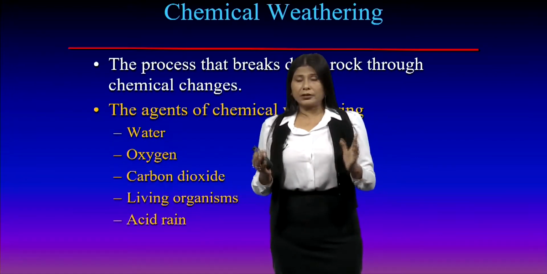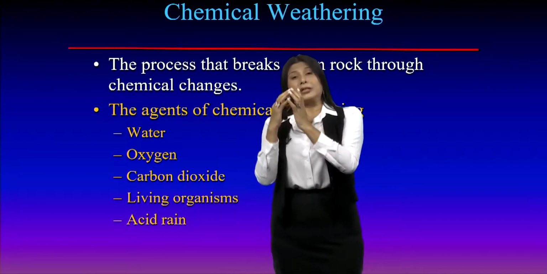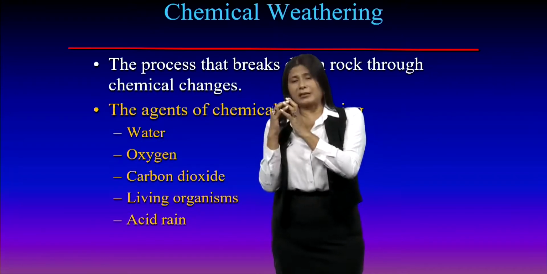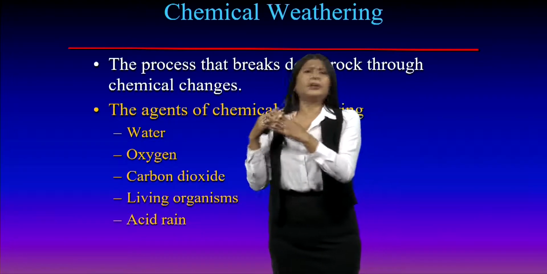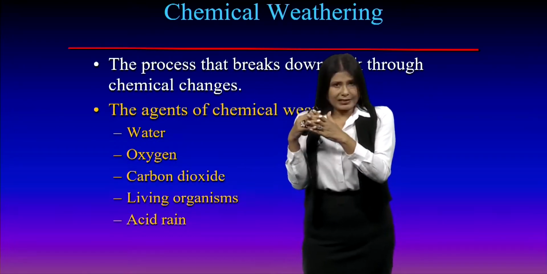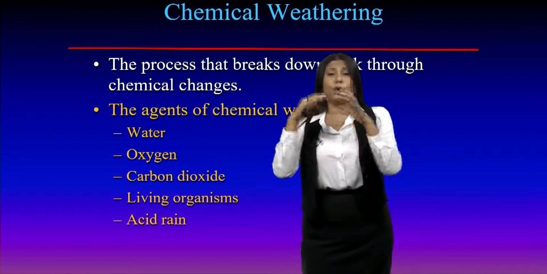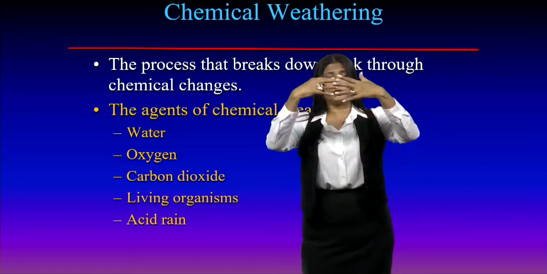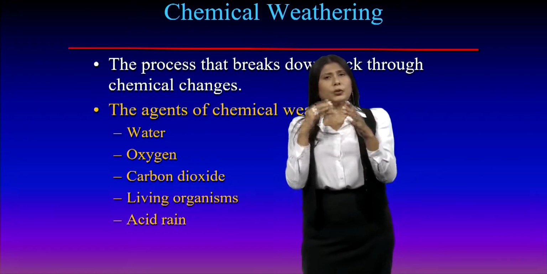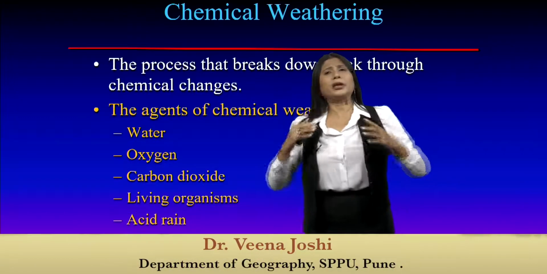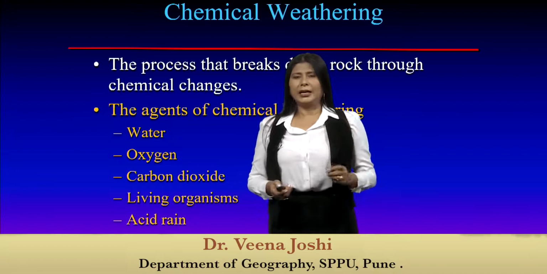The agents of chemical weathering: water is the most important agent of chemical weathering. You know why? Because water is the universal solvent. Water is going to dissolve chemicals in it, and depending on which environment it is, it will be carrying different minerals or chemicals, and that water has to go into the cracks, or it has to infiltrate and percolate through the rocks. So without water, chemical weathering does not happen. So it's the most important agent.